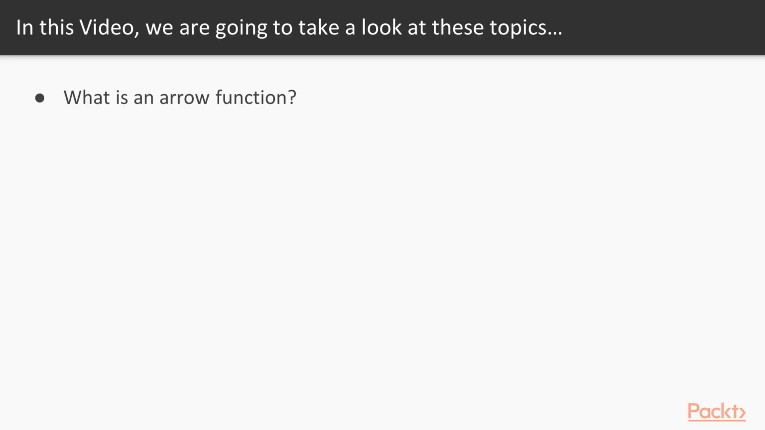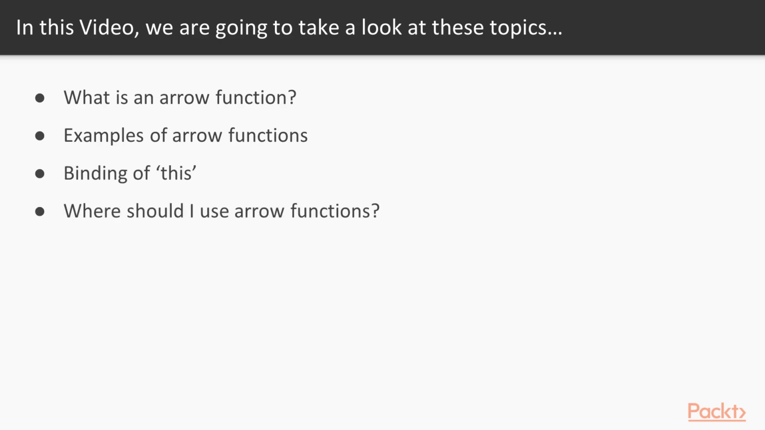From functions to arrow functions. In this video, we're going to cover arrow functions, which are a new feature in ES6. We'll talk about what an arrow function is, some examples of arrow functions, a discussion around binding the this keyword, and cover where arrow functions are best used. Arrow functions were introduced in ES6 to give a new way to write anonymous functions in JavaScript. Let's take a quick look.